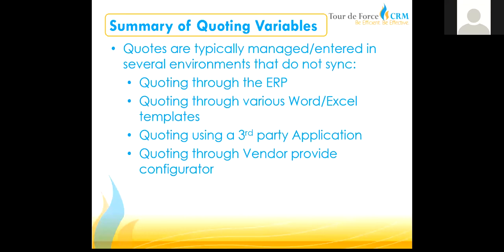The other method of quoting would be through Word or Excel templates. The other area would be through a third-party application. A lot of distributors today are using third-party applications, provided either externally or used internally, that don't really connect into the ERP, and have no connection into your items that are in the ERP or your customer list or your CRM application. The fourth method would be quoting through a vendor-provided configurator.